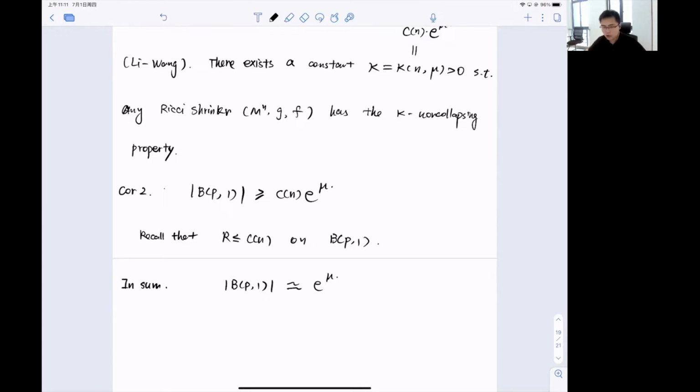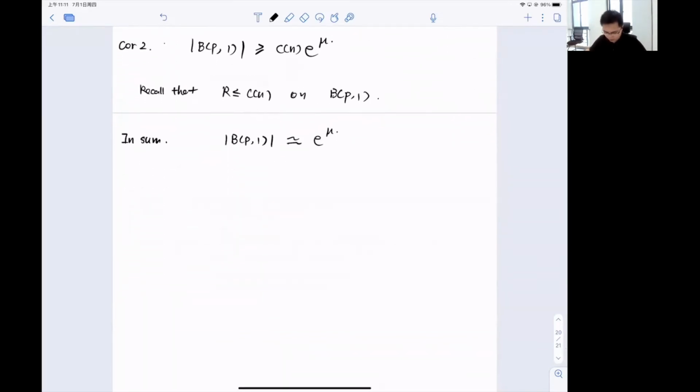In other words, if the entropy mu goes to negative infinity, that means the volume for B_p(1) is collapsing, and vice versa. So that means mu can be used as the scaling to measure how collapsed our Ricci shrinker is.